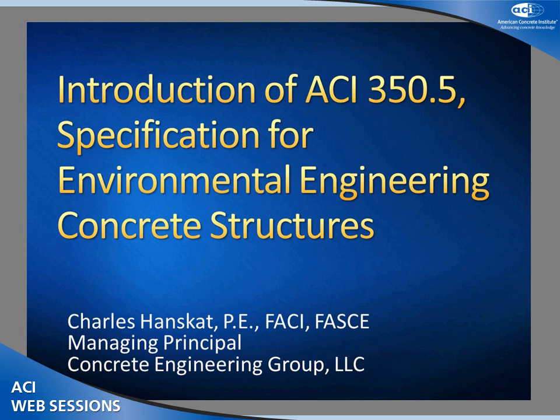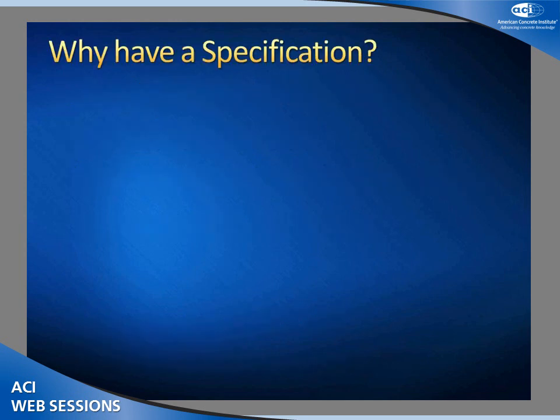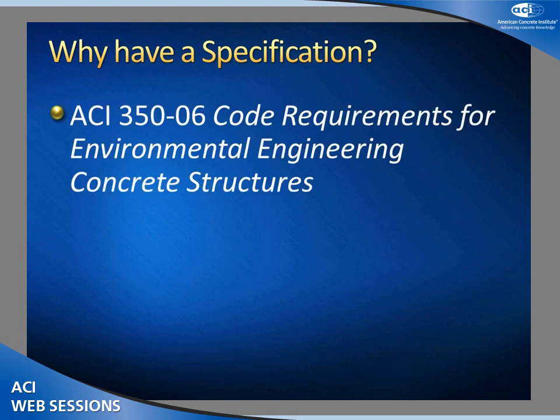Introduce the specification that we've done for ACI 350. Basically, why do we have a specification? ACI 350-6 is our code. It's a design code: Code Requirements for Environmental Engineering Concrete Structures.